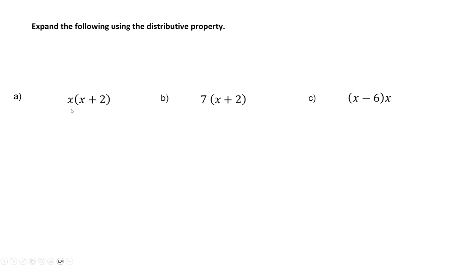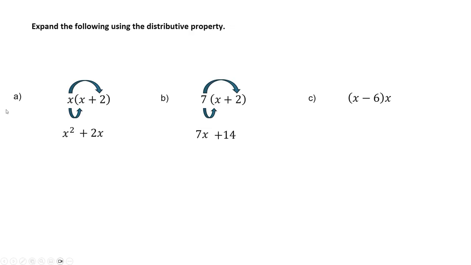Question A, x times x plus 2. So x times x is x squared. X times 2 is 2x. Question B, 7 times x is 7x. 7 times 2 is 14.